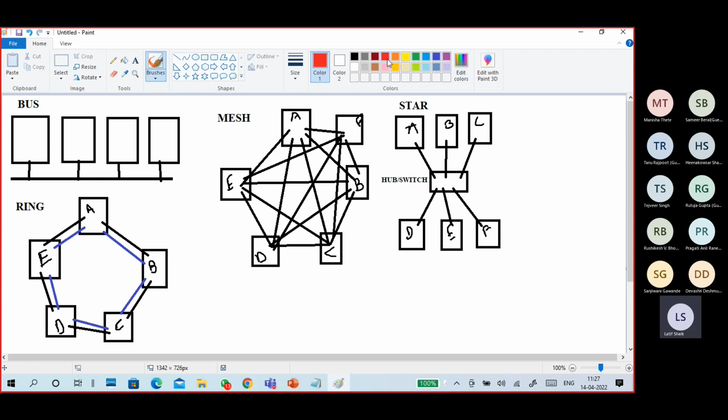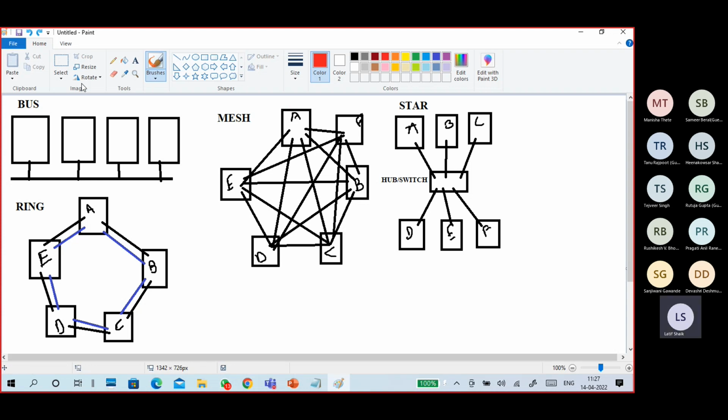Here also, if one of the devices is down or a wire is broken, no problem. Other devices will still communicate with each other. It won't affect other device communication. If the centralized device is down, total communication will stop. But it is easy to troubleshoot. Immediately you can understand whether it is a centralized device problem, a wire problem, or a device problem. We can easily understand by looking. So this is our star topology.